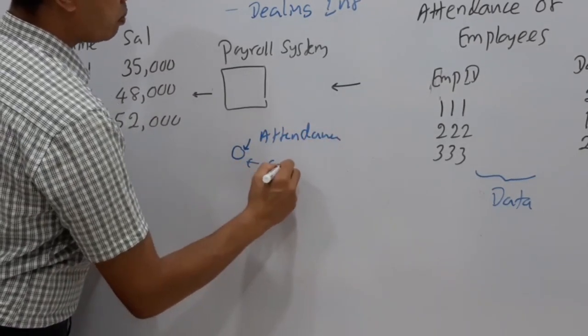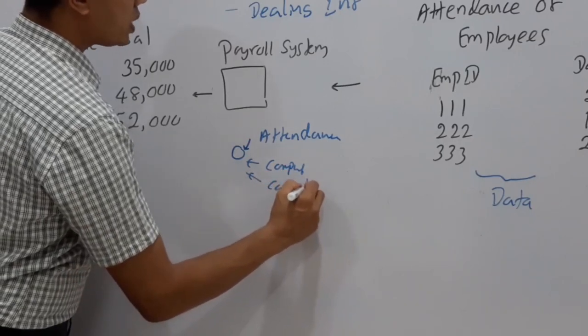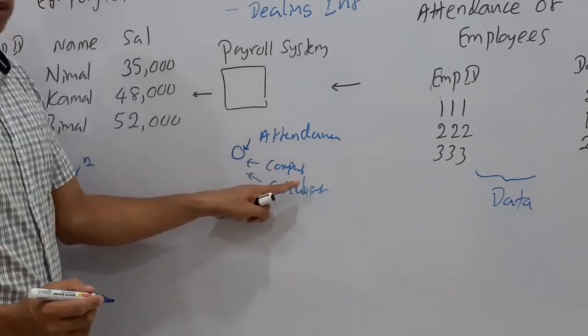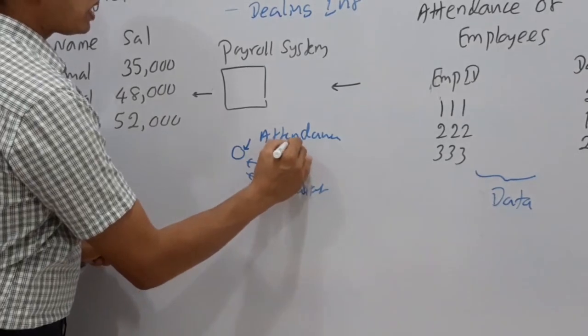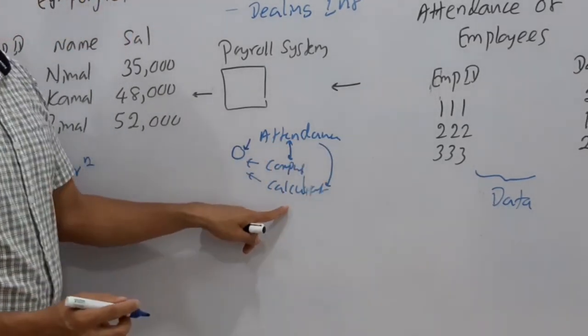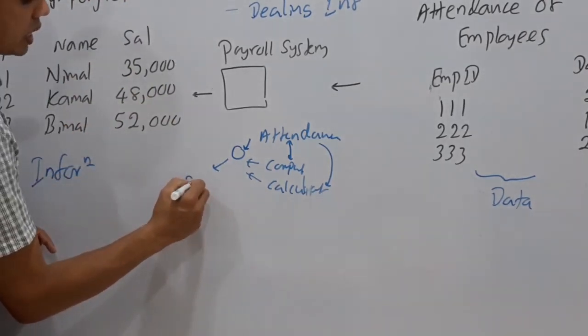Sometimes they may use a computer, or else they may use calculators. If they don't use computers, they may use calculators. So they are items we use and they are connected. The attendance sheet should be submitted to the computer, or else it should be worked out with the calculator. They are connected, and this has a goal, that is to prepare salary.